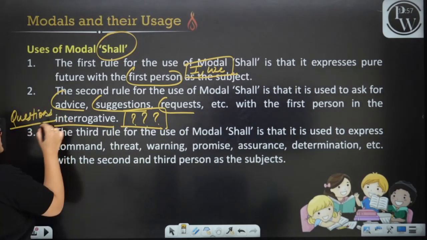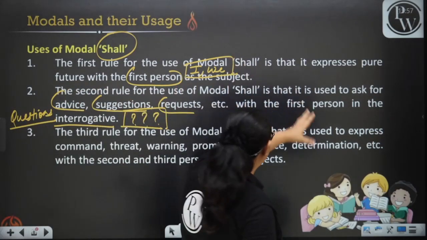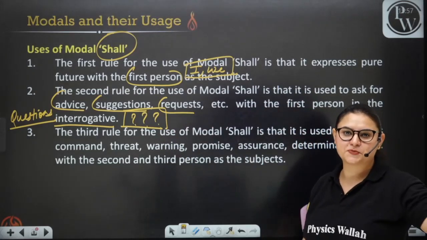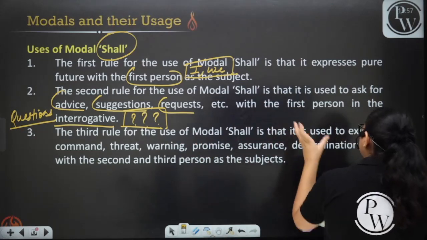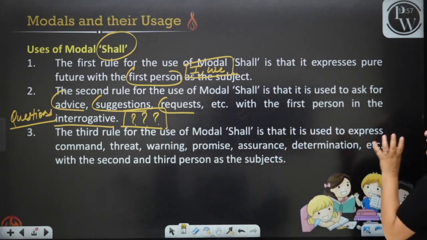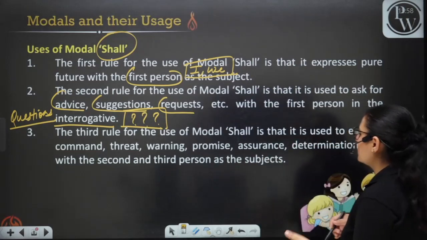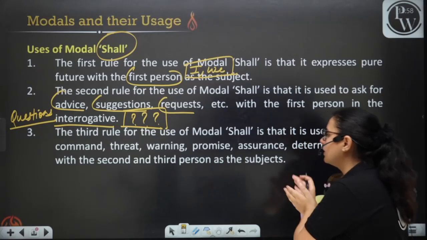When the first person is asking for advice, suggestion, or request, then in that case we use shall with the first person. Now the third rule for the use of modal shall is that it is used to express command, threat, warning, promise, assurance, determination with the second and third person.